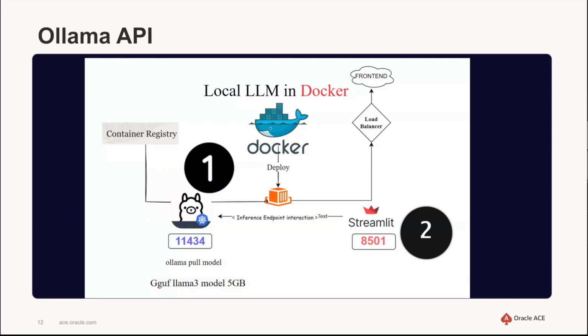You could pull and run a GGUF llama model. That's around 5 gigs. And then on the right side, you have the Streamlit application that would interact with that API endpoint. That would be your web application, your front end. So this is just one example.